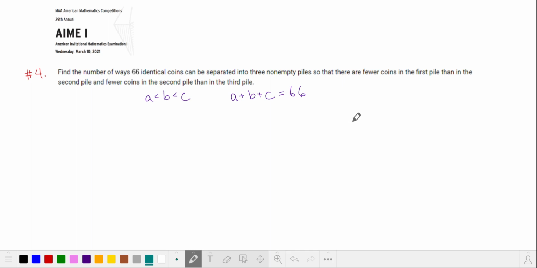So we're going to pick two dividers to be inserted in the 65 spaces between our 66 coins. And the number of ways to do that is 65 choose 2.